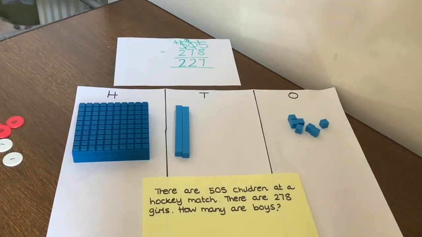So how many of the children were boys? 227. Well done guys if you got that one right. If you didn't, try and practice some that are similar.